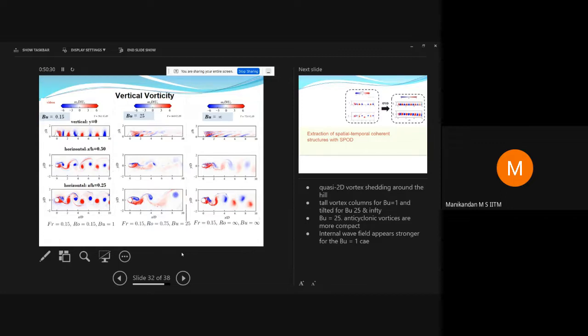So this is Burger number 0.15. Sorry, no, this is quite wrong. So Rossby number is 0.15, Burger number is 1. The Rossby number is 0.75, Burger number is 25. And then the Rossby number is infinity, so there's no rotation, and Burger number is infinity. So here we're plotting vertical snapshots and horizontal snapshots for vertical systems.